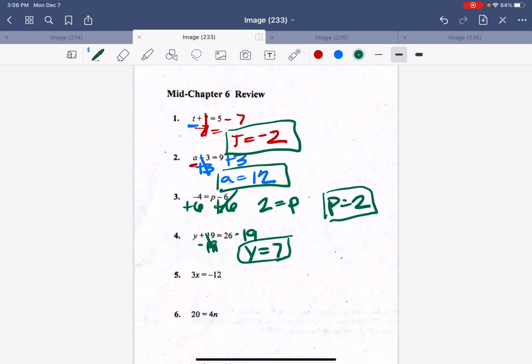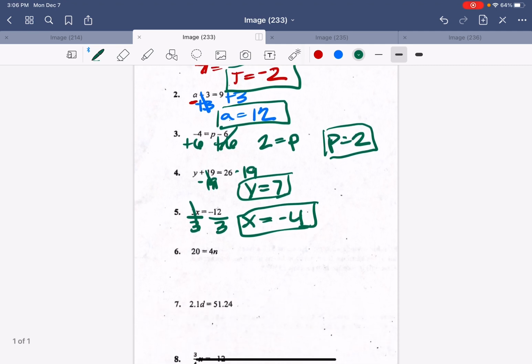Okay, then number 5, 3x = -12. So on this one, it's multiplying right now, so I need to do the opposite to get the variable by itself, which is divide. So divide by 3, which gets rid of it on that side, so I have to do that to the other side. So -12 divided by 3 is -4, so x = -4.